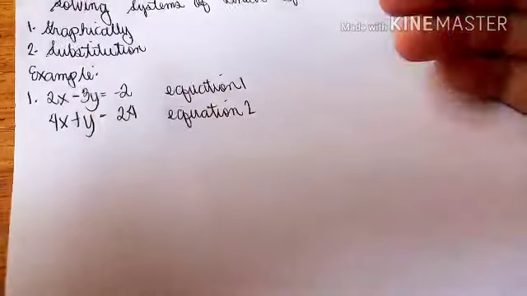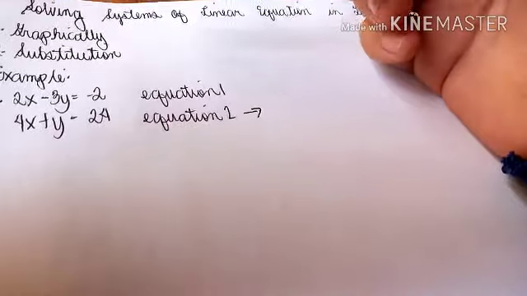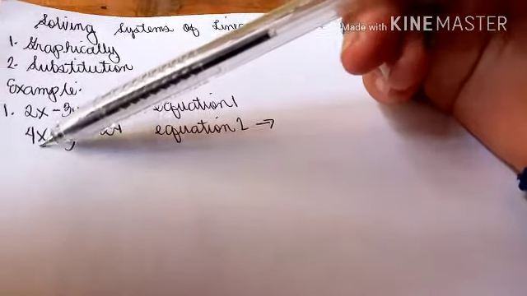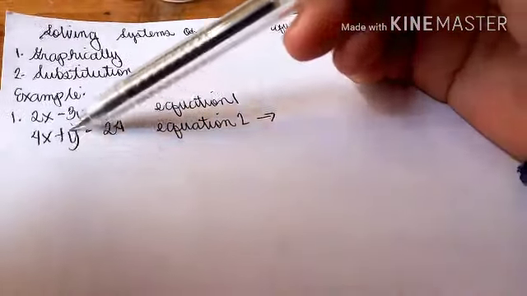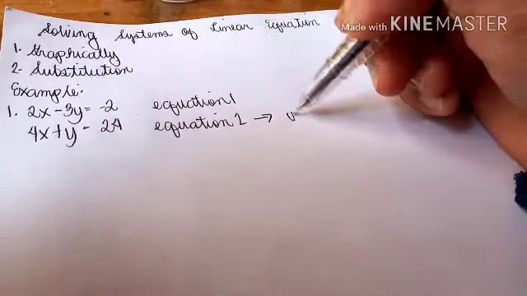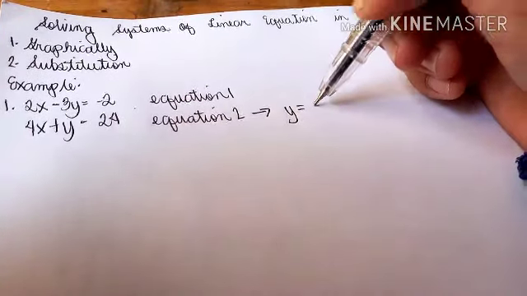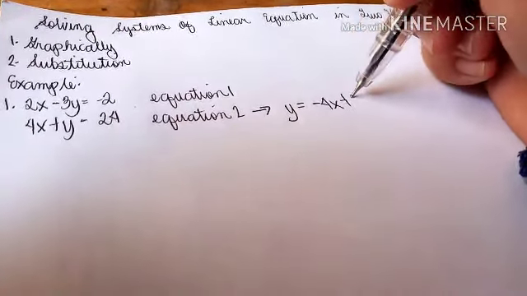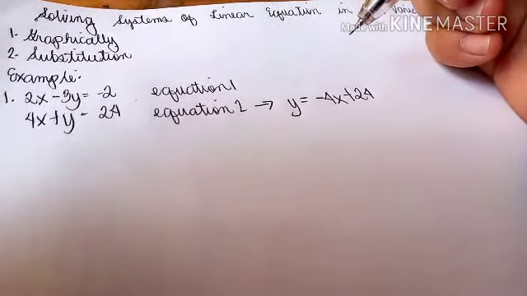So let's use this. What we're going to do is transpose the 4x to the right side of the equal sign to isolate y on the left side. So this would become y is equal to negative 4x plus 24. So that's our first step.